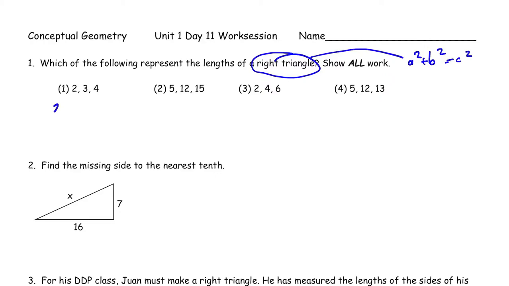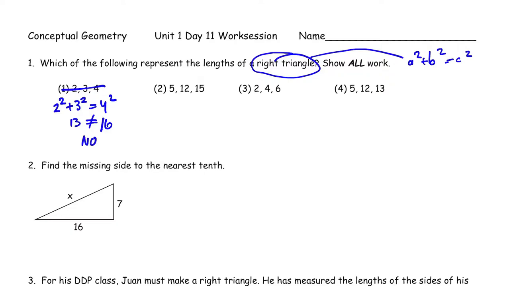Choice 1, 2 squared plus 3 squared equals 4 squared. And what you're going to do is just put this into your calculator exactly the way you see it. 2 squared plus 3 squared, you get 13. And then over on this side, 4 squared, you can do that in your head or in the calculator. That is 16. So those are not equal. That means no, doesn't work. It can be a triangle, but it can't be a right triangle.